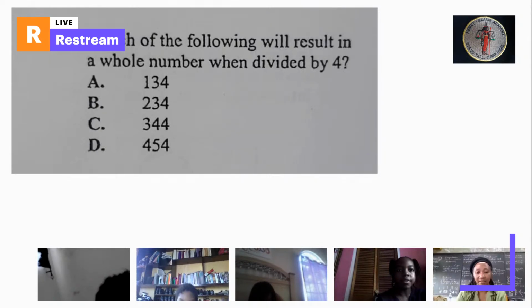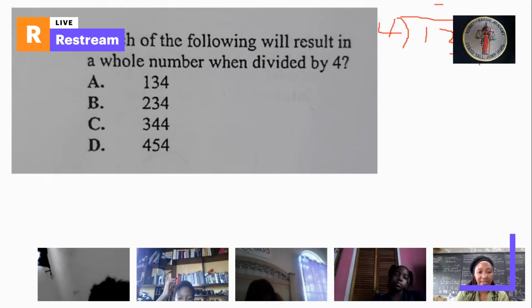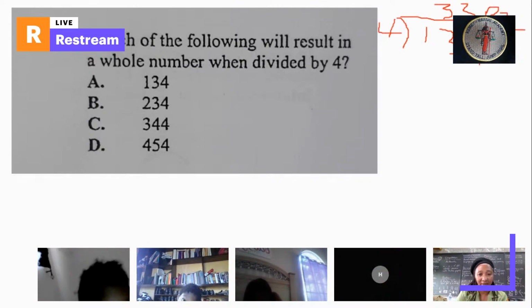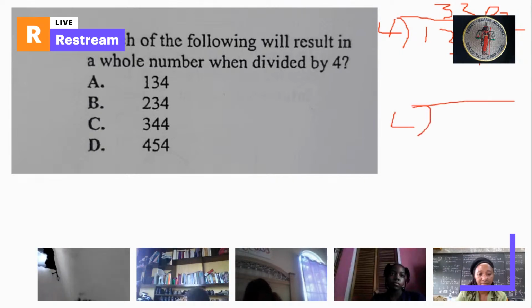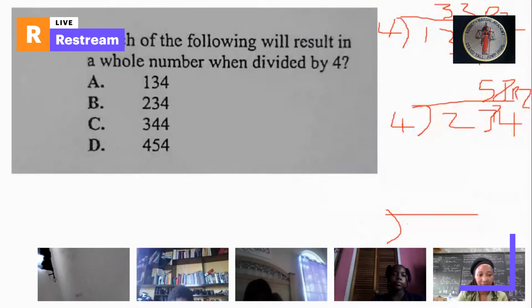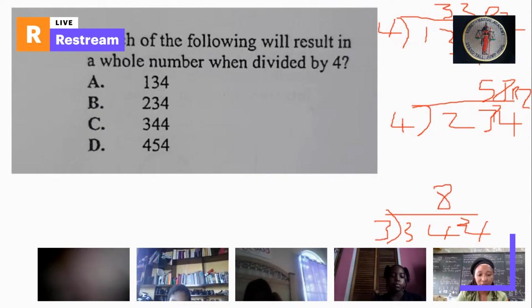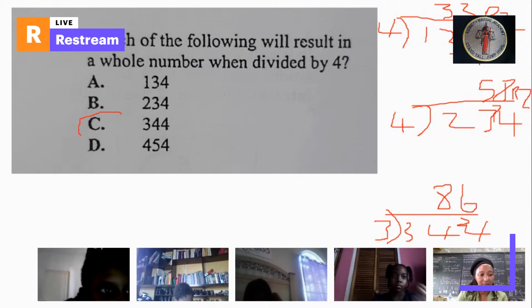All right, let's try them and see. So if we have 134, 4 into 13 goes 3 times remainder 1. 4 into 14 goes 3 times remainder 2. So there's going to be a remainder for A. For the 234, 4 into 23 goes 5 times remainder 3. 4 into 34 goes 8 times remainder 2. So again, there's a remainder. For 344, 4 into 34 goes 8 times remainder 2. And 4 into 24 goes 6 times. So this is the one. There's no remainder when we divide that one.